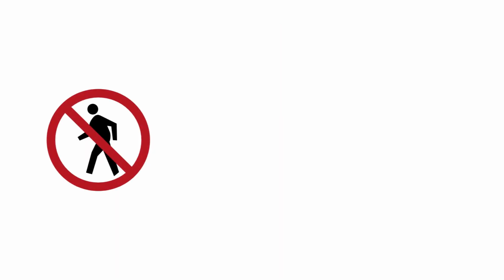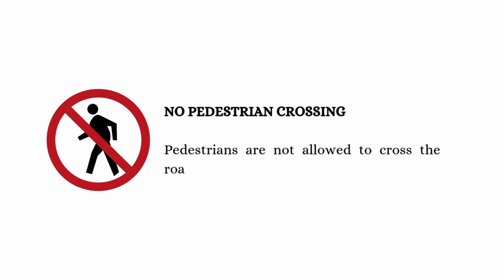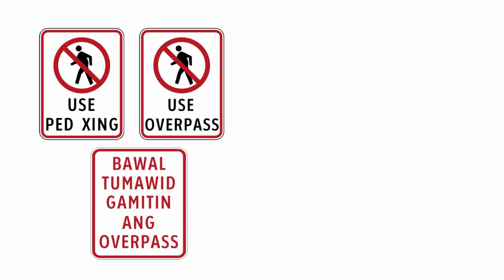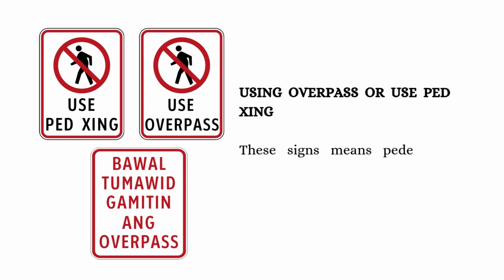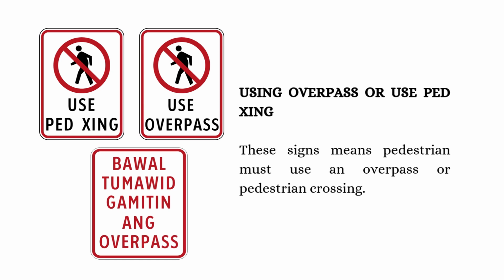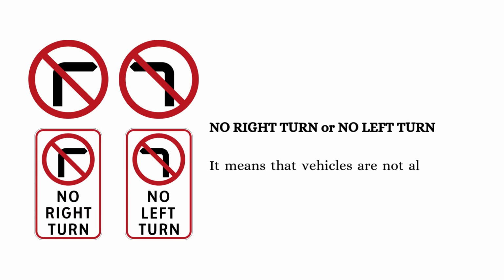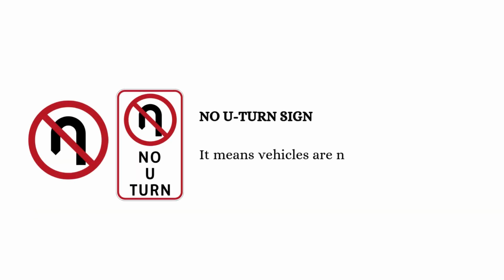No pedestrian crossing. Pedestrians are not allowed to cross the road. Use overpass or use pedestrian crossing. These signs mean pedestrians must use an overpass or pedestrian crossing. No right turn or no left turn. It means that vehicles are not allowed to turn left or right. No U-turn sign. It means vehicles are not allowed to make a U-turn.